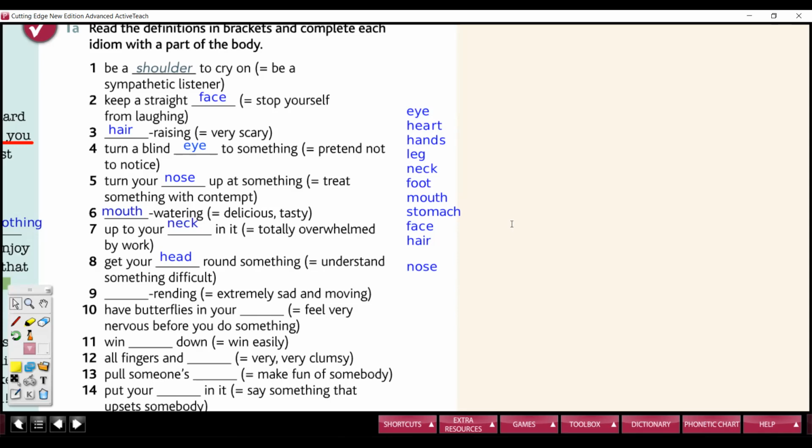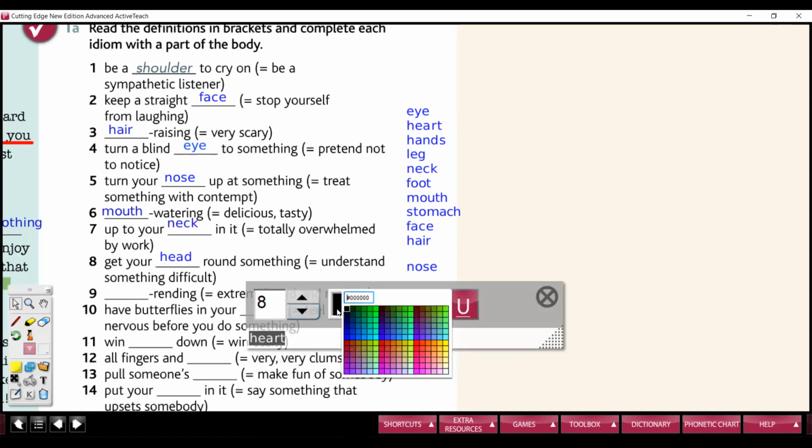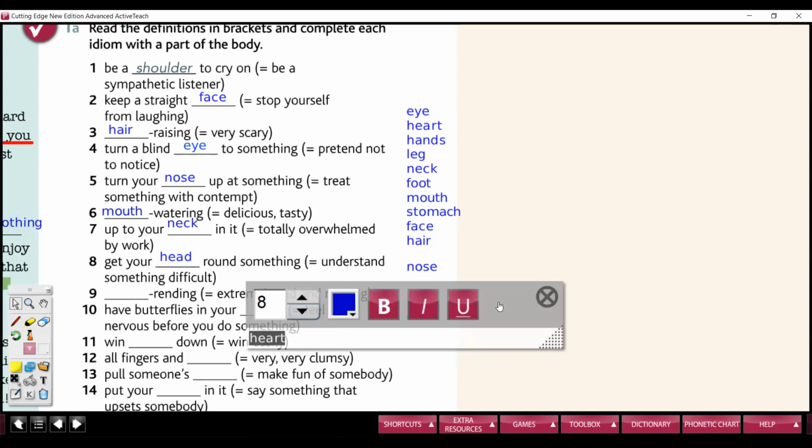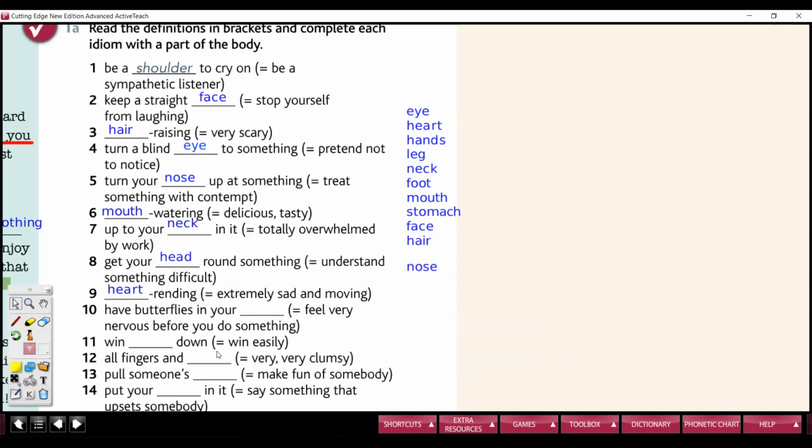Manuel, you are raising your hand, but for the other question. Oh, that was for the previous one? That was the previous one, teacher. Sorry. Manuel, no problem. Heart rending. Okay. To be perceived with our feelings. Like, for example, a movie, a poem, a letter. Okay, let's continue.